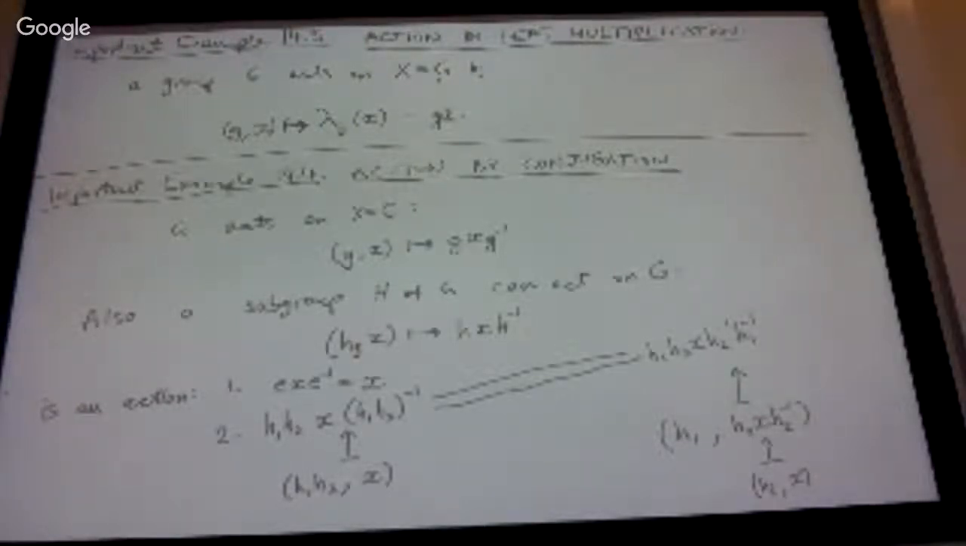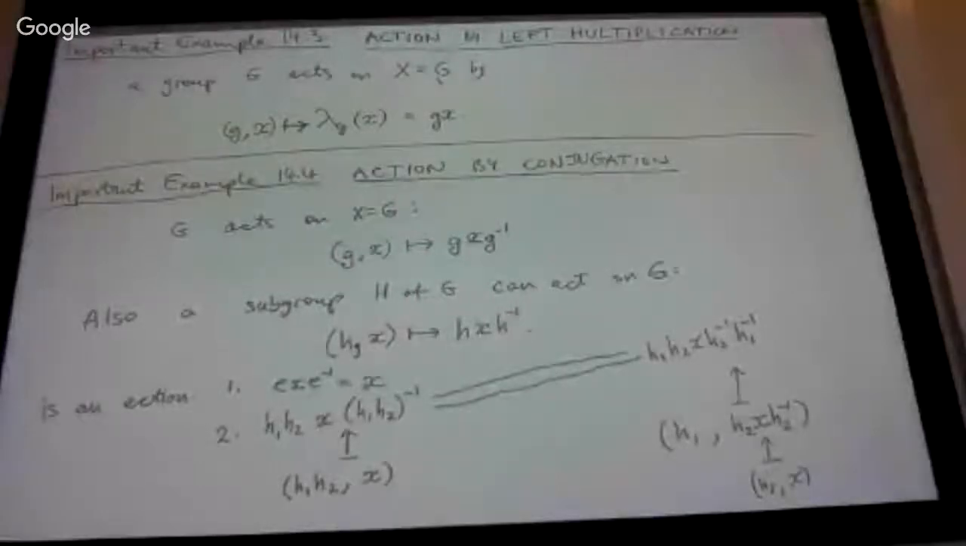And so this gives us 2 different ways in which the group moves the elements of itself in ways that are going to be important for what we're going to do next. Because what we're going to do next is the class equation.